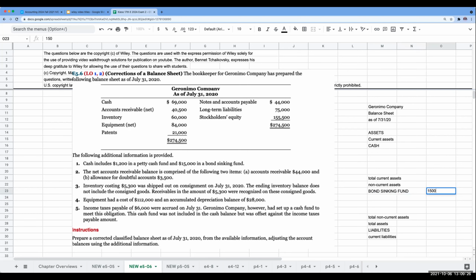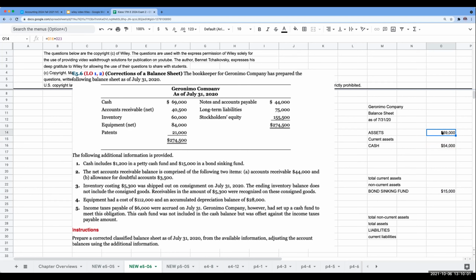So my bond sinking fund is going to be 15,000. My cash is going to be 69,000 minus 15,000 from the bond sinking fund. I am reclassifying this amount out of cash into a non-current asset. Over here, my total cash balance, if I add up the two balances, is still going to total 69,000.